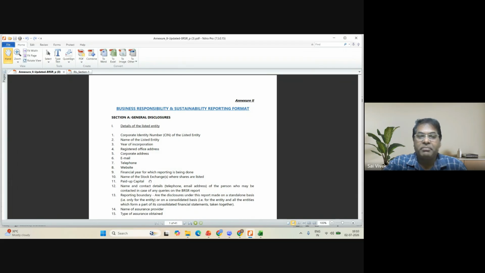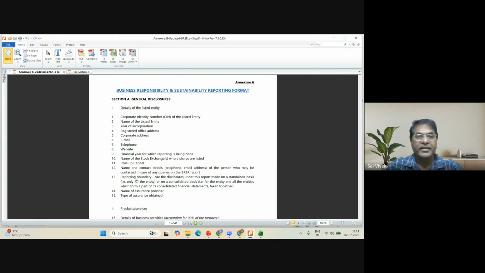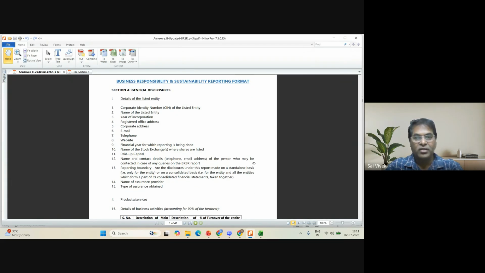Paid up capital. Paid up capital is the amount of capital the shareholders have invested into the entity. Number of shares into price of each share. That gives the total paid up capital given to that company by the shareholders. That amount is written here as paid up capital. 12th one is name and contact details of the person who may be contacted in case of any queries on the BRSR report. This is given.